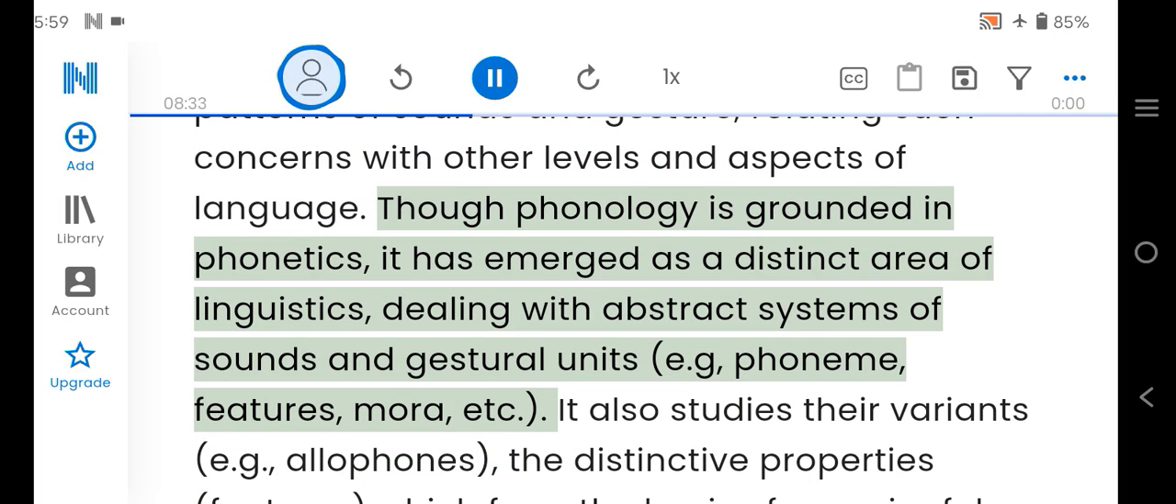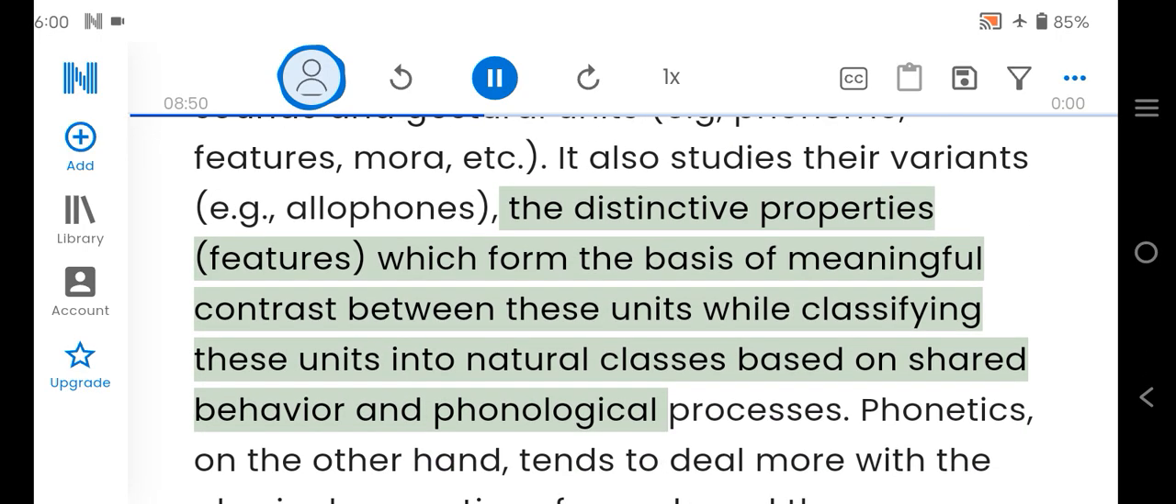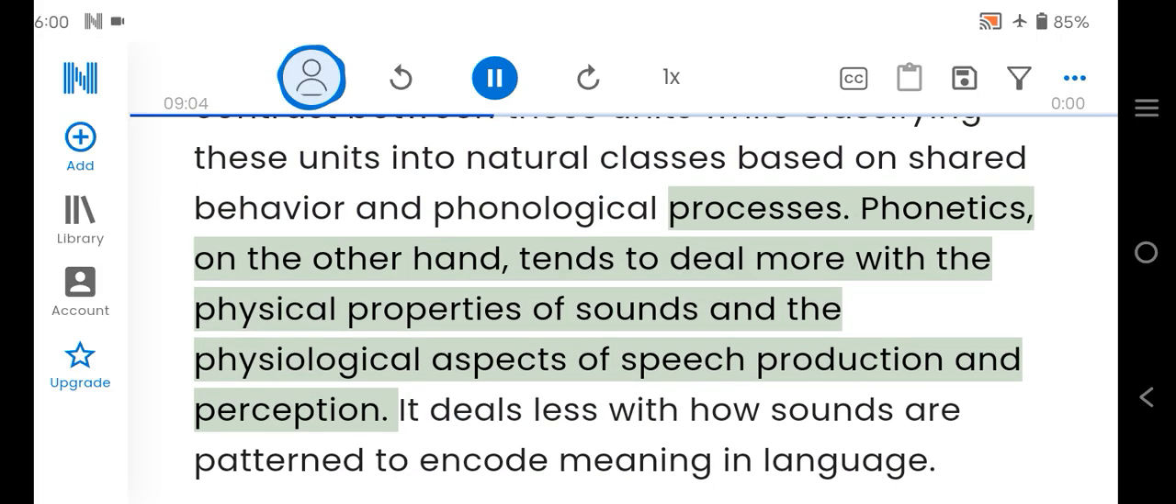Though phonology is grounded in phonetics, it has emerged as a distinct area of linguistics, dealing with abstract systems of sounds and gestural units, e.g., phoneme, features, mora, etc. It also studies their variants, e.g., allophones, and the distinctive properties, features, which form the basis of meaningful contrast between these units, while classifying these units into natural classes based on shared behavior and phonological processes.